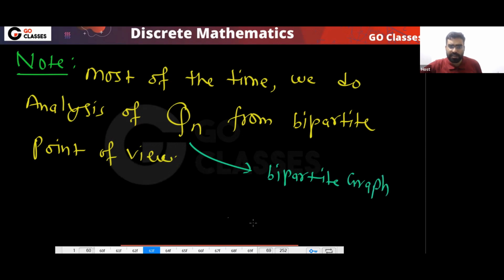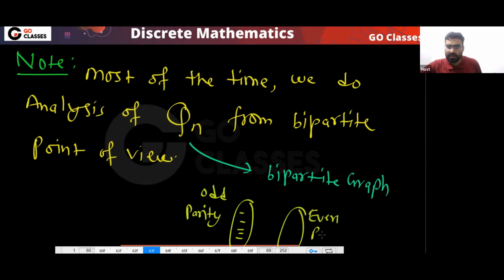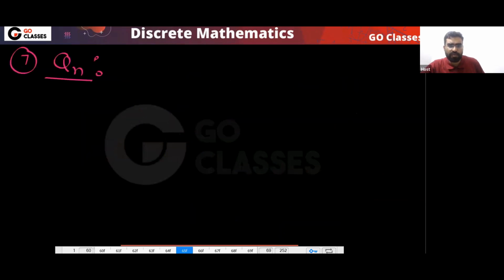In this bipartite graph, there is something called odd parity and even parity. This concept we have already seen. All the odd parity vertices will be here, all the even parity vertices will be here. So this is your bipartite graph. And because this is a bipartite graph, tell me, what will be the chromatic number? The chromatic number will be 2 as long as n is greater than or equal to 1.